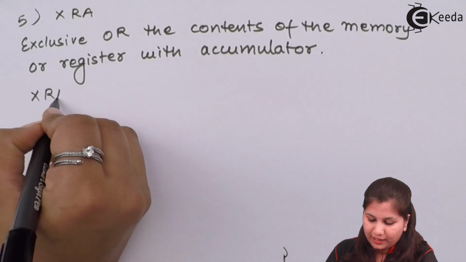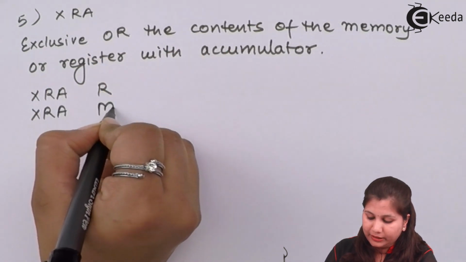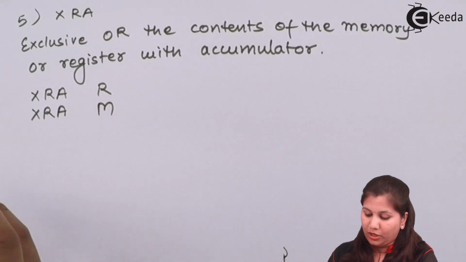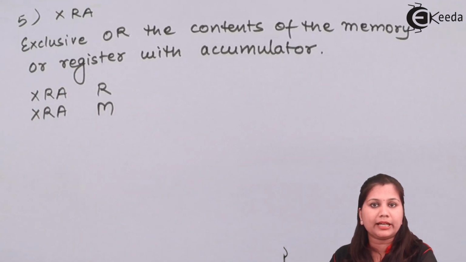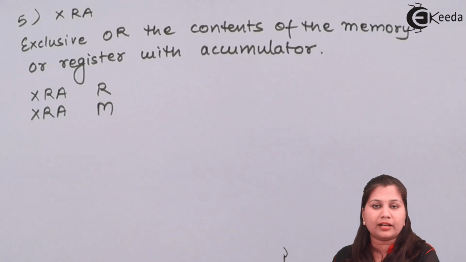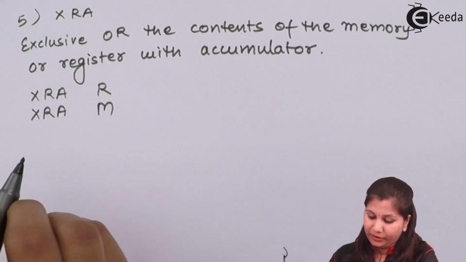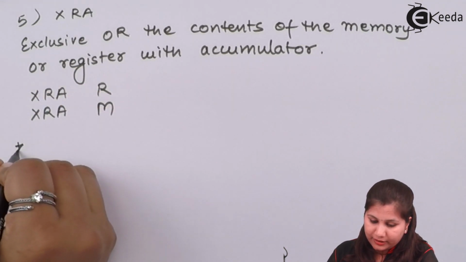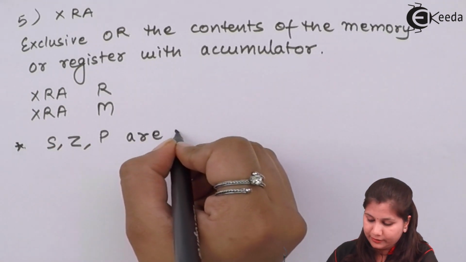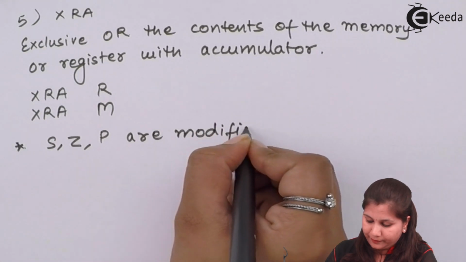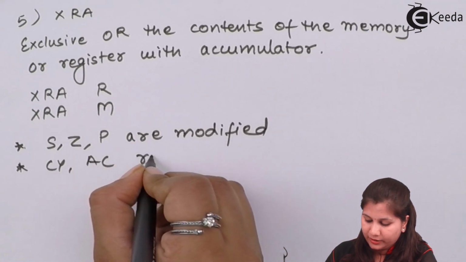So if we are writing XRA R, then it will be a register, and if we are writing XRA M, then it will be a memory location. The address of that memory location we can get from the HL register pair, meaning the address to which the HL register pair is pointing will be the address of the memory location. Due to this instruction, the flags S, Z, P are modified, and the carry and the auxiliary carry flags are reset.